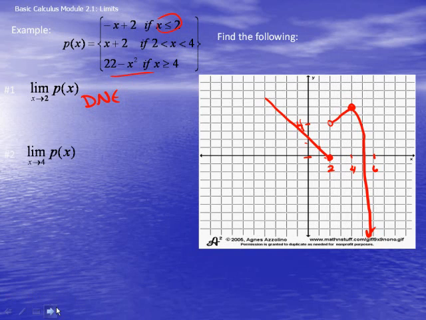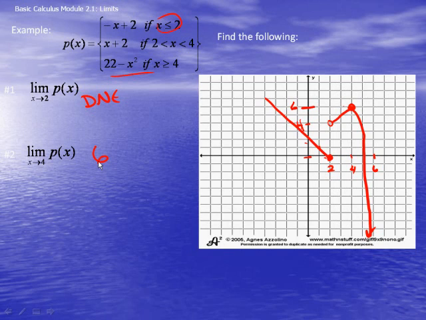In the second portion, let's look at as x approaches 4 from the left-hand side, we've got it reaching 6, the value 6. As it approaches 4 from the right-hand side, it's going to approach 6 also. So in this case, the answer will be 6 because it approaches both from the left and from the right to the same number.